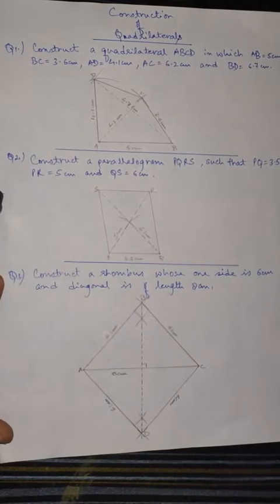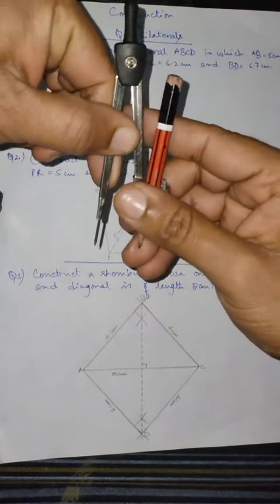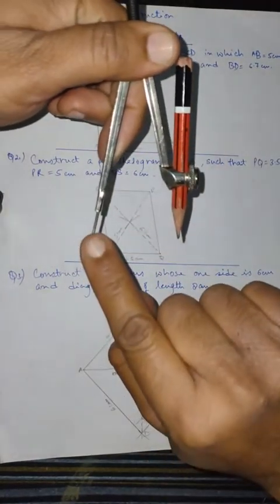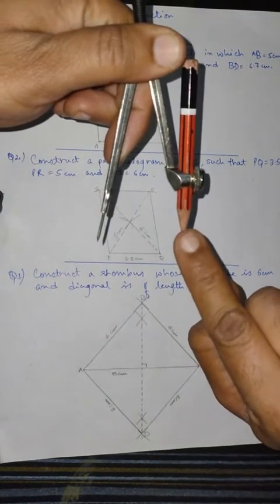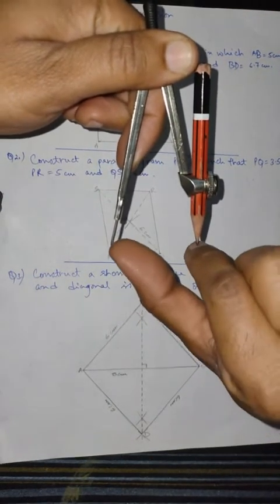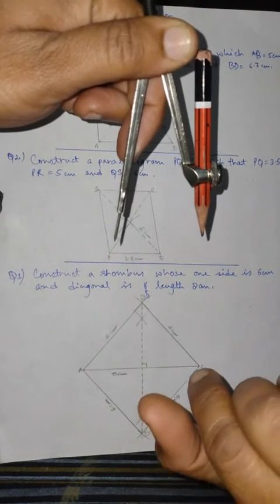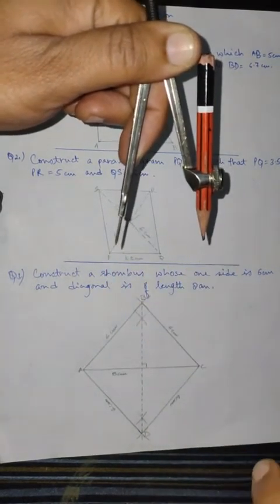Now, before starting with the questions related to construction of quadrilaterals, let me tell you a few things. First of all, the distance between the pointer of the compass and the pencil is called the radius, or the length we take to draw an arc.